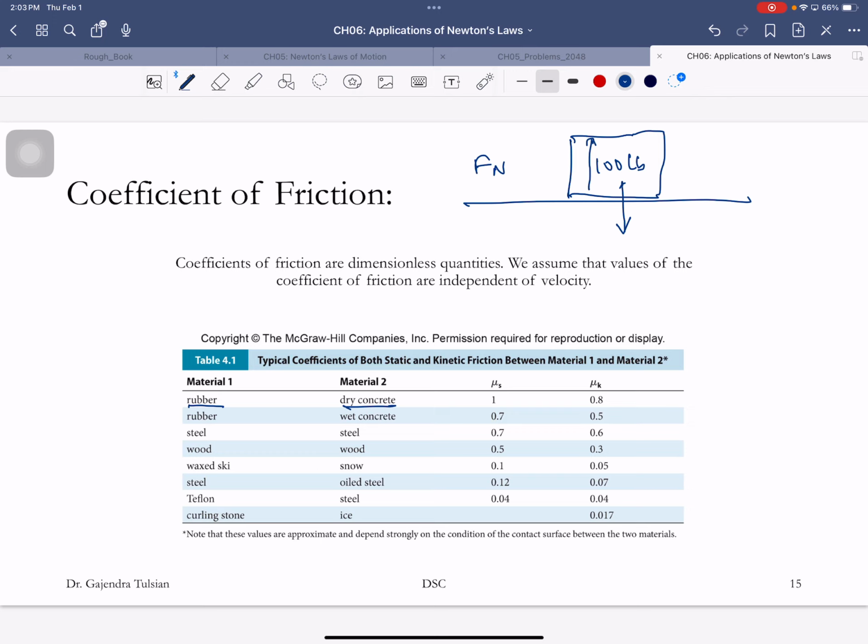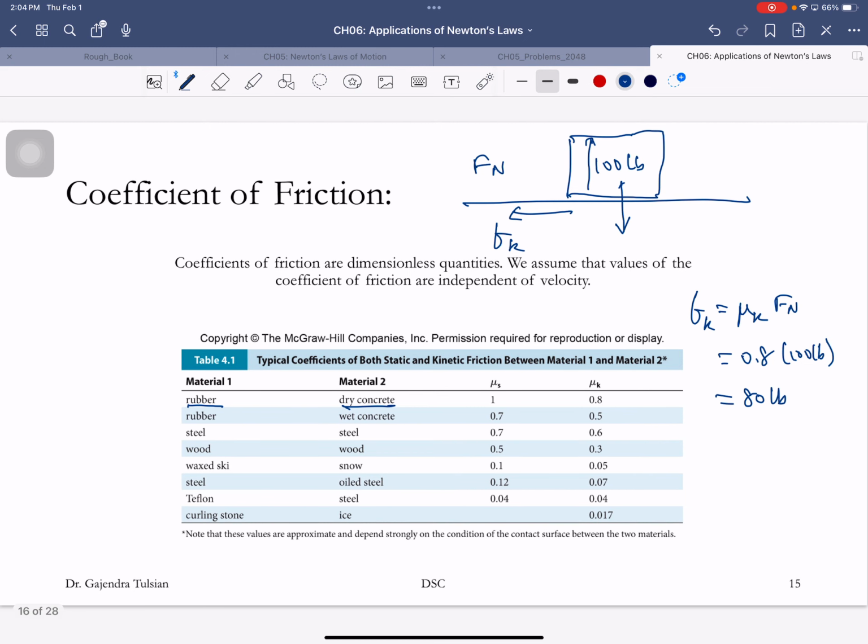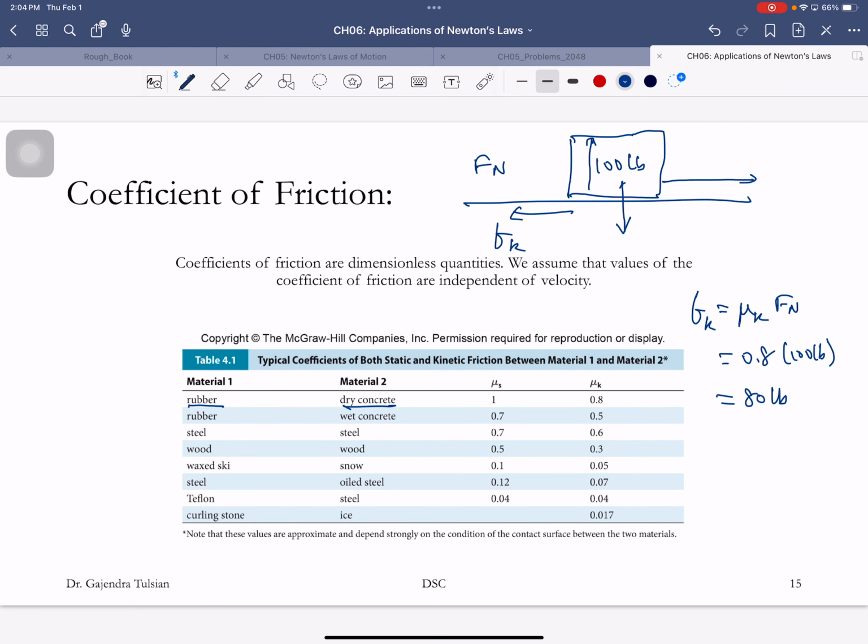The kinetic friction force is mu k times the normal force. It's 0.8 times 100 pounds, which is 80 pounds. So if you want to move this block at a constant velocity, if you want to push it from here to Palm Coast, you have to apply a force of 80 pounds. That's what that number means. You have to apply a force of 80% of the weight of the object to move it at constant velocity on a horizontal surface.